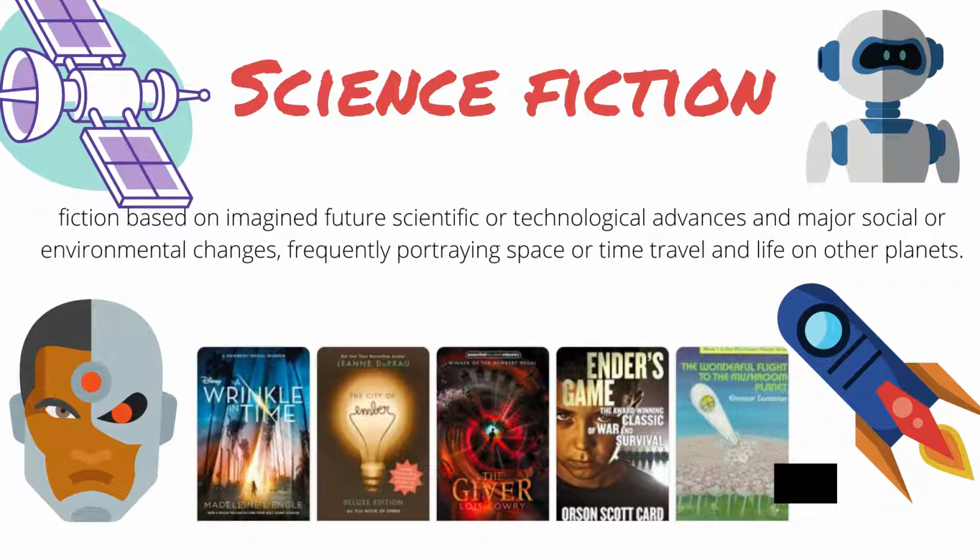Genre is science fiction. It's a fiction based on imagined futures, scientific or technological advances, and major social or environmental changes, frequently portraying space or time travel and life on other planets. That is science fiction ni. Based on the pictures, what do you think science fiction is about? Pasal science lah kan? It's about technology. Usually it happens in the future. Soalnya buku ini dia berlaku di masa depan. Di mana maybe we'll have robots living among us. Kita mungkin akan ada robot yang dalam cerita tu.